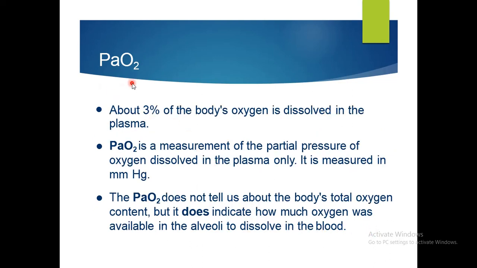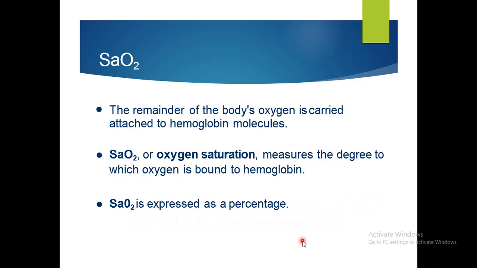The partial pressure of oxygen. About 3% of the body's oxygen is dissolved in plasma, and arterial oxygen is the measurement of the partial pressure of oxygen dissolved in plasma only. It is measured in millimeters of mercury. PaO2 does not tell us about the total body oxygen. However, it does indicate how much oxygen was available in the alveoli to be dissolved into the blood.